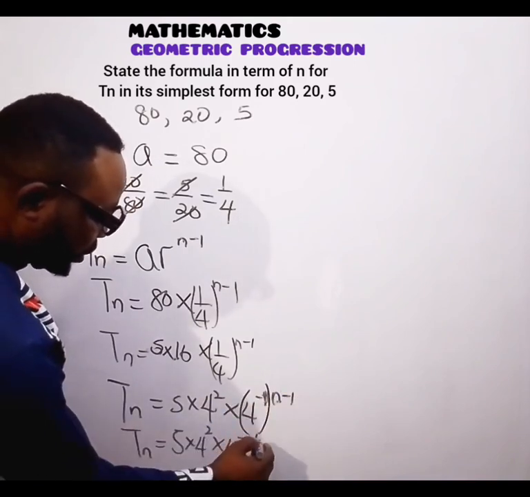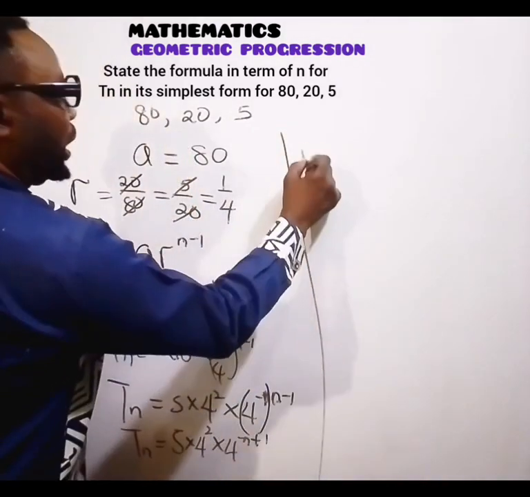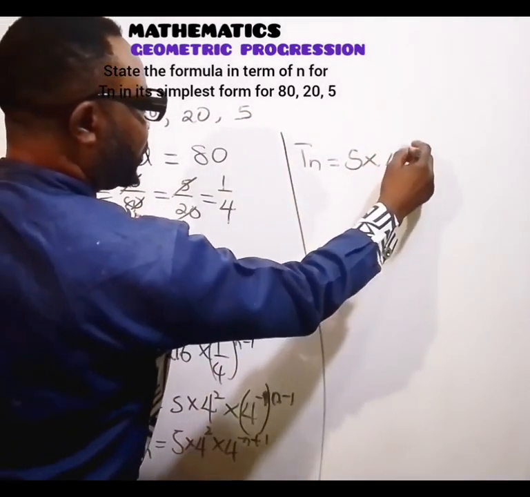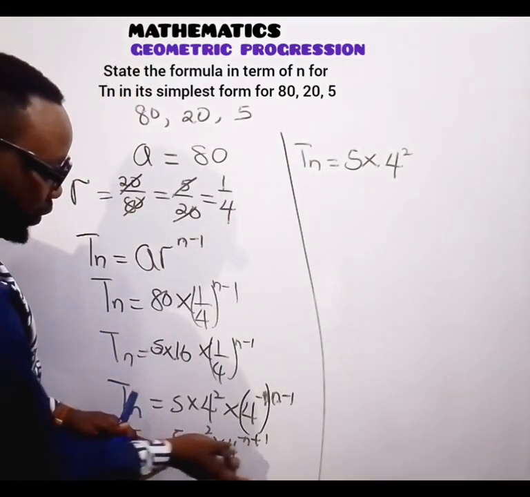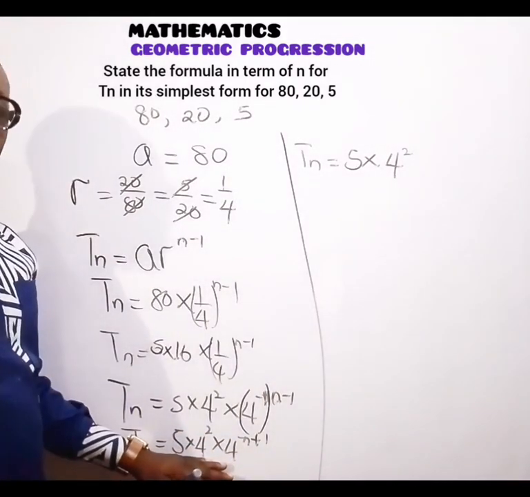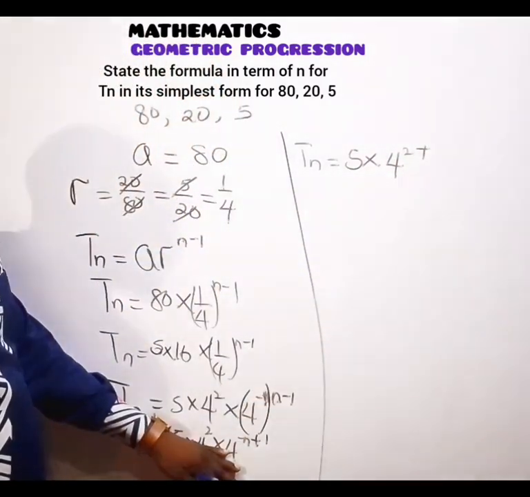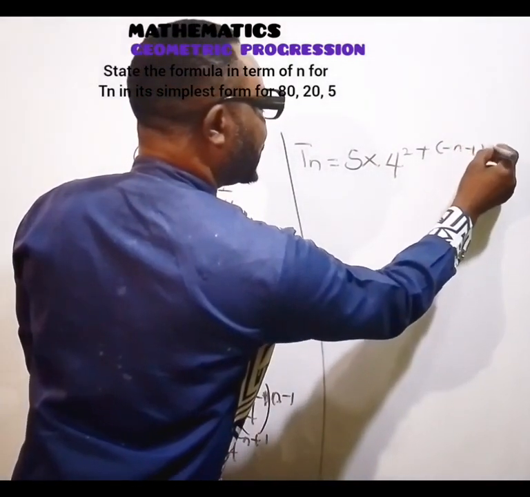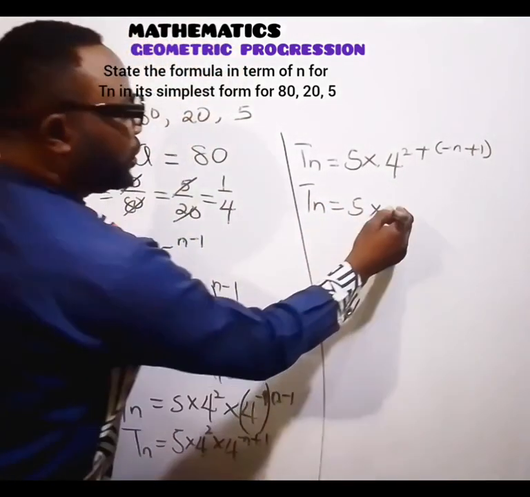Minus 1 times minus 1 is plus 1. So we move ahead to have the n sum equal to 5 multiplied by 4 raised to the power of 2. Since these two values are the same base 4, we can apply our multiplication law of indices. 2 plus, because of the multiplication here, you have the value at the power minus n plus 1. So we have the n term equal to 5 multiplied by 4 raised to the power of 2.